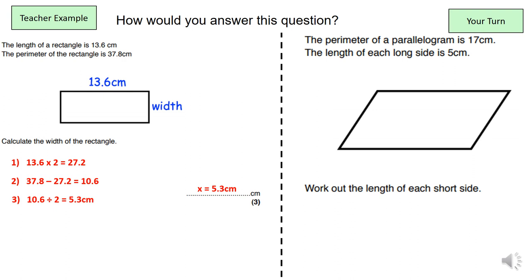Okay, so we should have answered that by now, and this is what we should have got. So first of all, that's identifying the long side. Now we can say 5 plus 5 equals 10. 17 take away 10 equals 7. And then we're dividing that 7 by 2, and that would be 3.5 centimeters. So the length of the short side would be 3.5 centimeters.